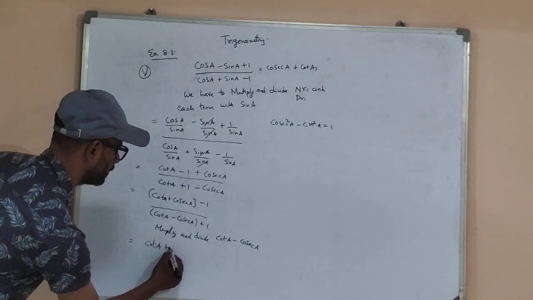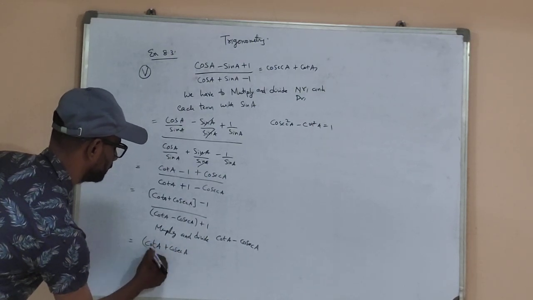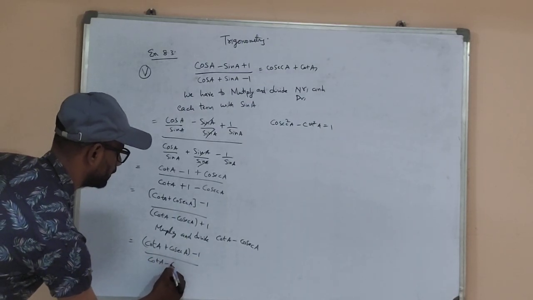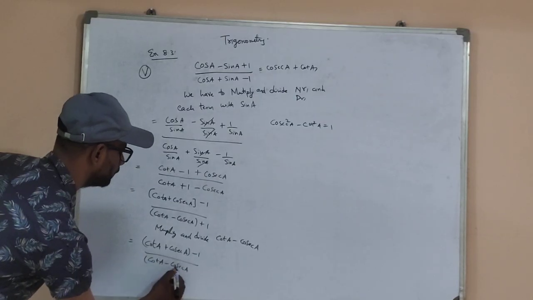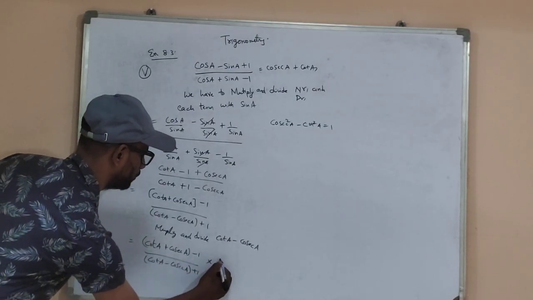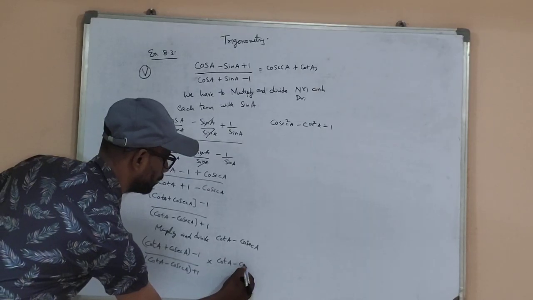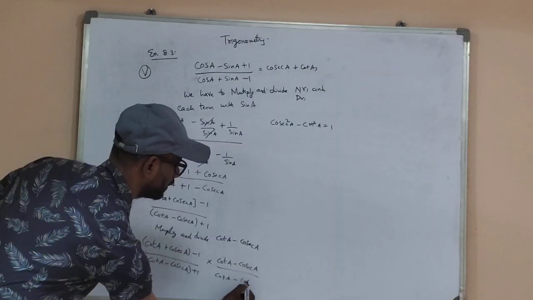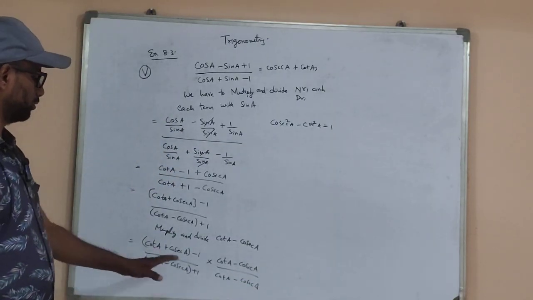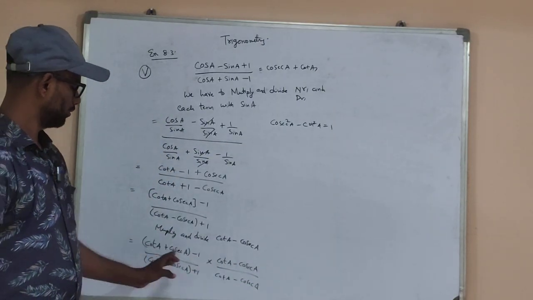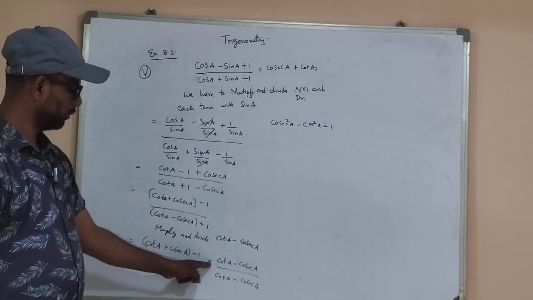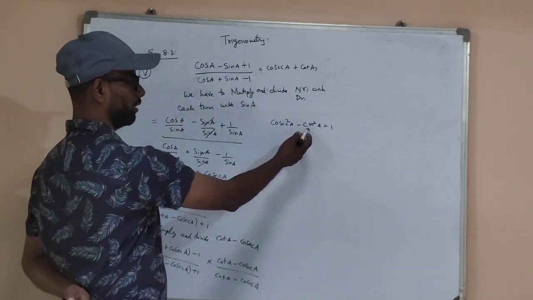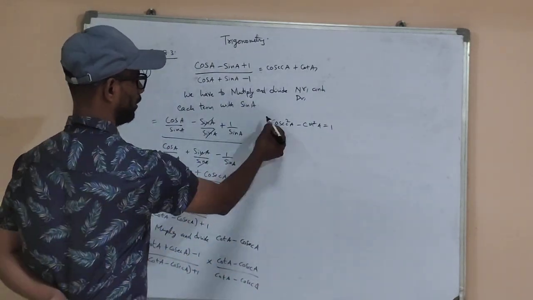So that is equal to: cot A plus cosecant A minus 1 by cot A minus cosecant A plus 1, into cot A minus cosecant A by cot A minus cosecant A. So if we see this one, A plus B into A minus B will become A square minus B square, which means cosecant square A minus cot square A is equal to 1. So that's why we have written like this.